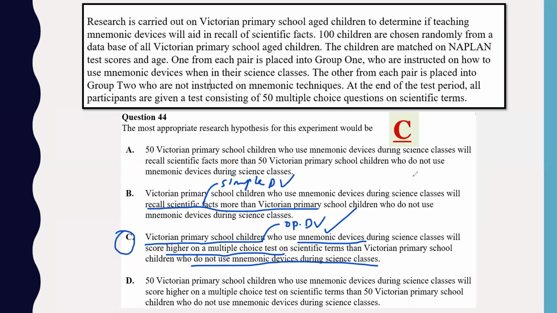Options A and D are not correct because they include the sample rather than the population, which is not what we want to see. And like I said, option B is not correct because it states the simple DV and misses out on the operationalizing. Remember that the formula for writing a research hypothesis is IPOD-C, and the O stands for operationalizing. So option B cannot be correct because there's no operationalizing done. So the correct answer is C.